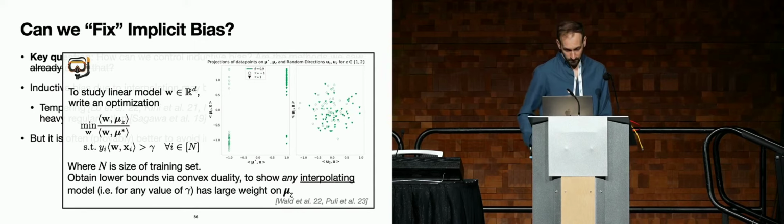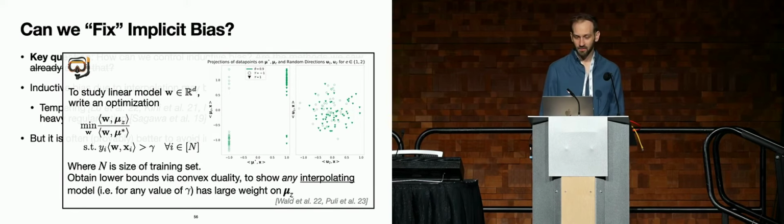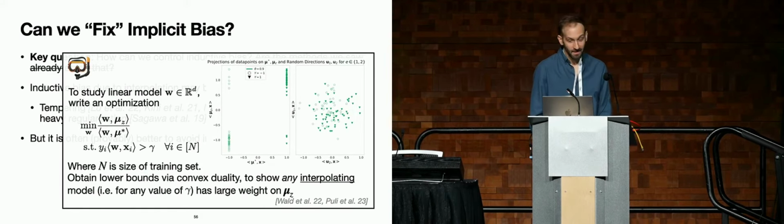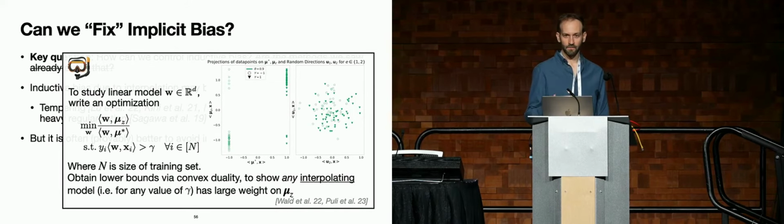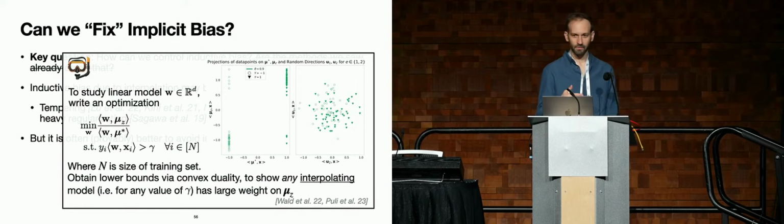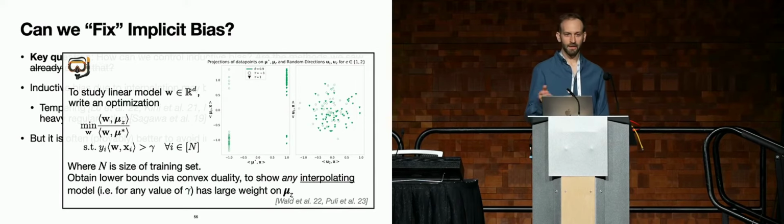So, and then what it turns out you could do, which is a nice little mathematical fact, you could obtain lower bounds on this problem with convex duality. And then you could show that any interpolating model, and I mean any interpolating model because the value of gamma here is arbitrary, we could show a lower bound for any value of gamma, which means any implicit bias that you may think of. Pretty much, any of these interpolating methods will have large weights on the spurious features, mu z.